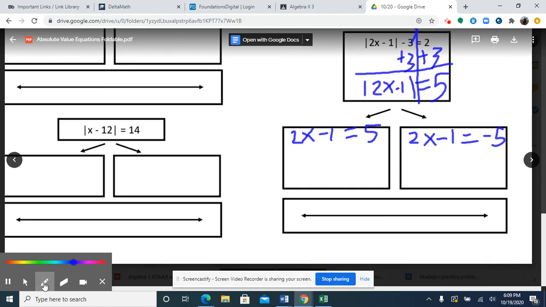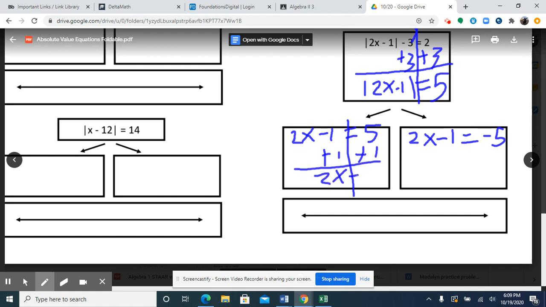So we're going to add a 1 on both sides here. And we have 2x equals 6. If we divide both sides by 2, then x would be equal to 3. So that's one of the answers.